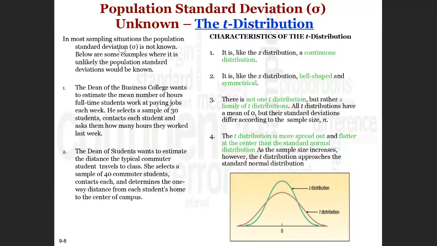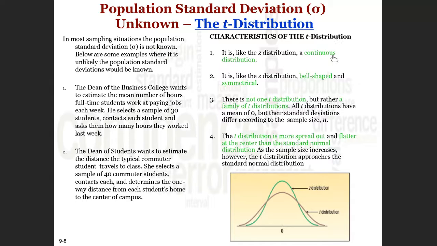In most sampling situations, the population standard deviation, sigma, is not known. Below are some examples where it is unlikely the population standard deviations would be known. The dean of the business college wants to estimate the mean number of hours full-time students work at paying jobs each week. He selects a sample of 30 students, contacts each student, and asks them how many hours they worked. The dean of students wants to estimate the distance the typical commuter student travels to class. She selects a sample of 40 commuter students, contacts each, and determines the one-way distance from each student's home to the center of campus.